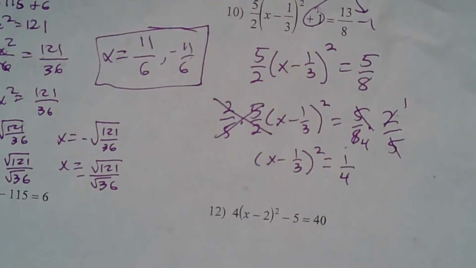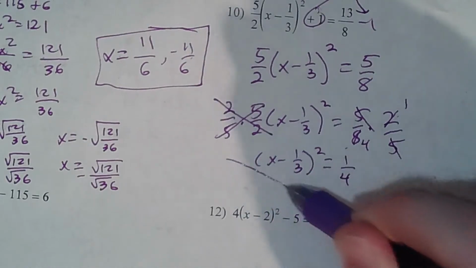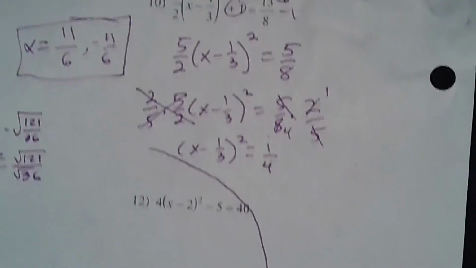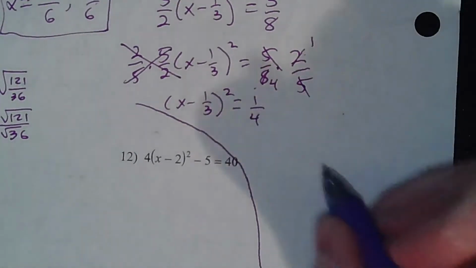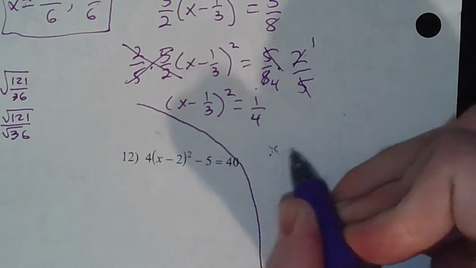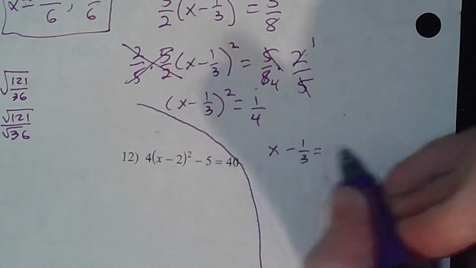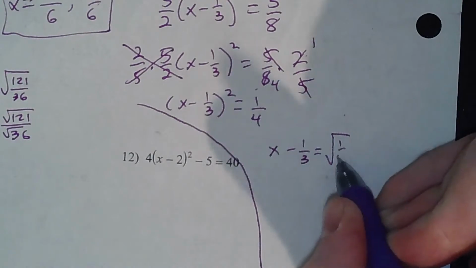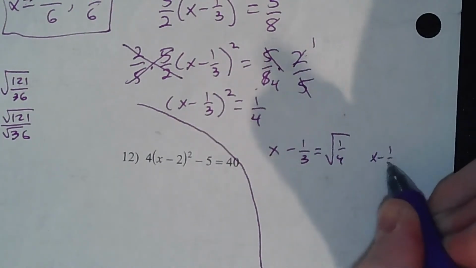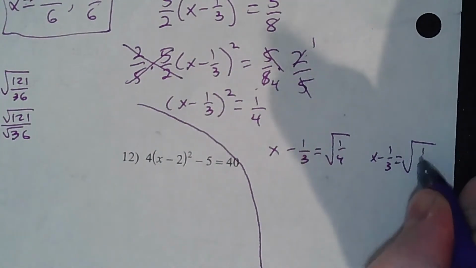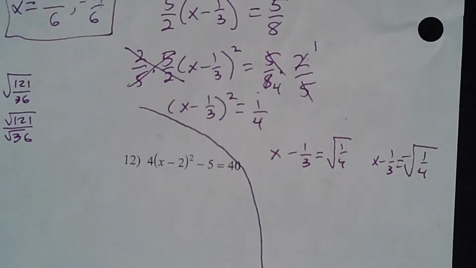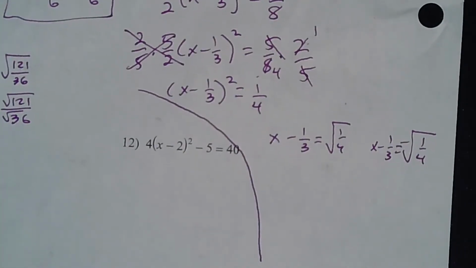I'm totally running out of room here, so I'm going to do a little skirt off to the side here. And there we go. We got x minus 1 over 3 equals the square root of 1 over 4. And you get x minus 1 over 3 equals the square root of 1 over 4, this time with a negative in front.